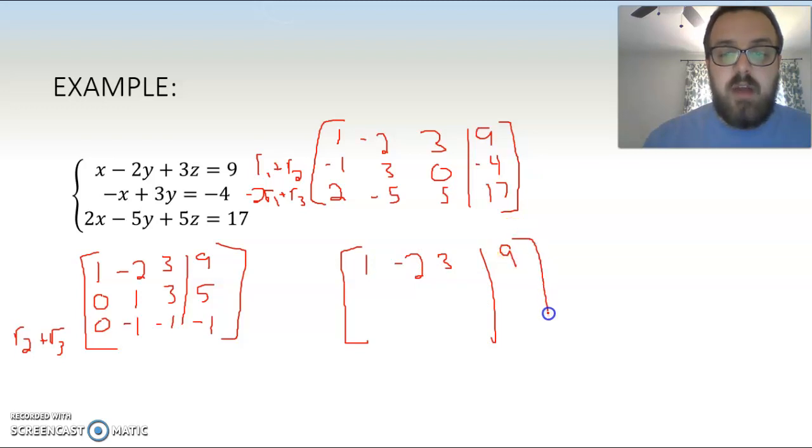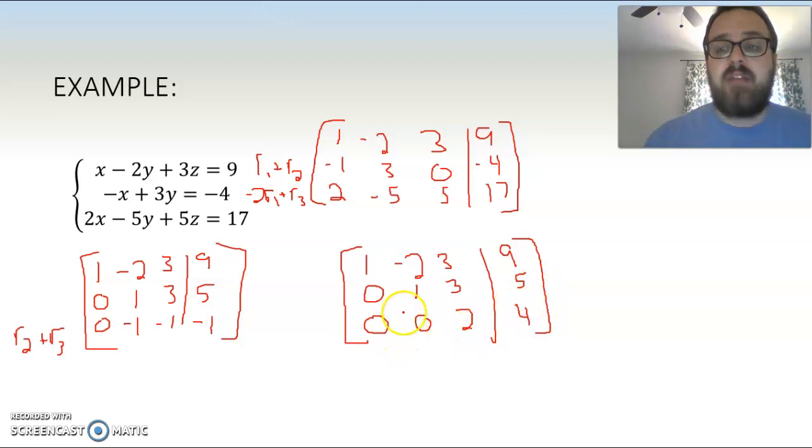So we'll go ahead. The first row is going to stay the same. Our second row is going to stay the same. And our third row is going to change. We're going to have 0. 1 and -1 will also be 0. 3 and -1 is going to be 2. And then 5 and -1 is going to be 4. Now I have where I can go ahead and do back substitution.